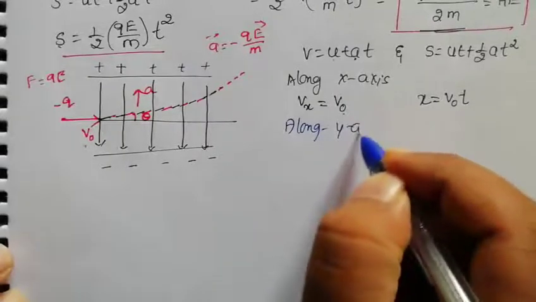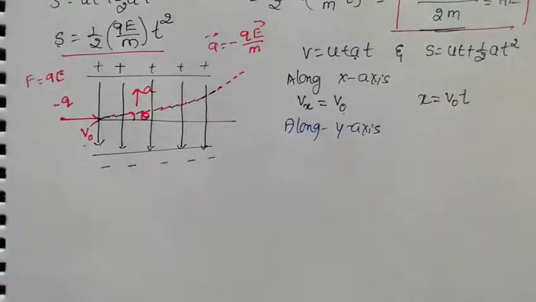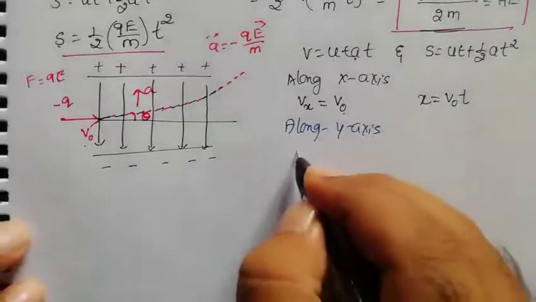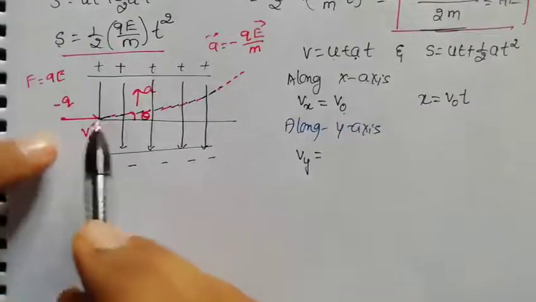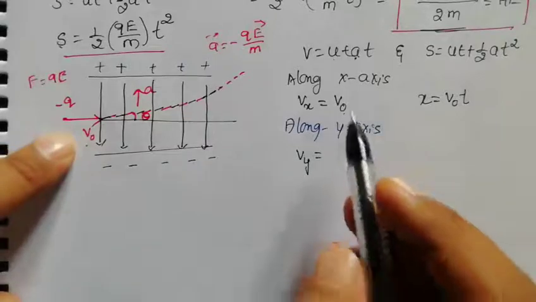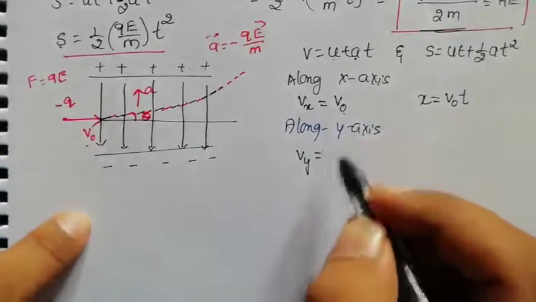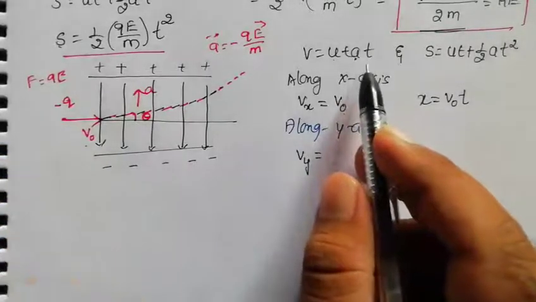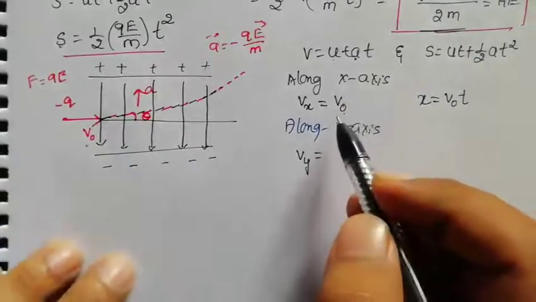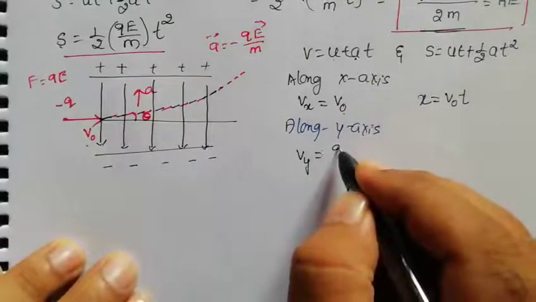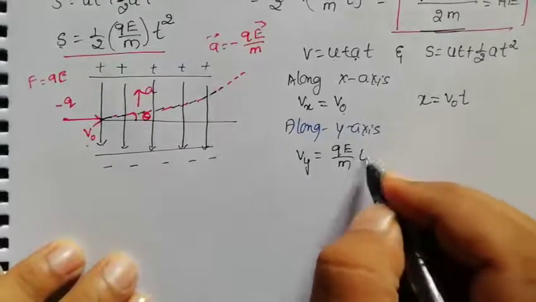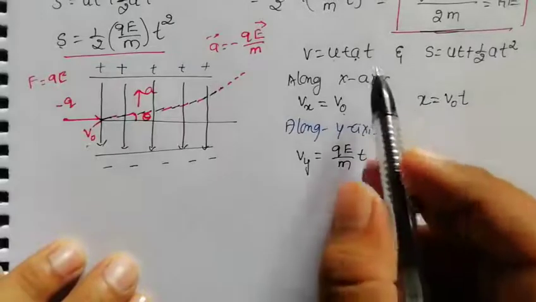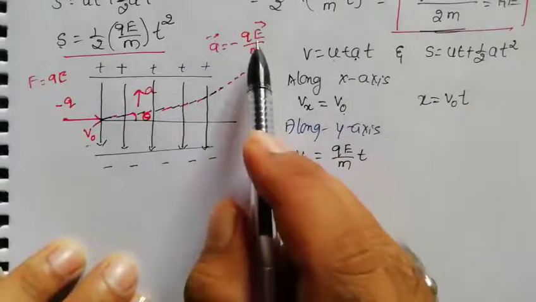Along the y-axis, let us see what will happen. The velocity along the y-axis is equal to the initial velocity, which is 0 since it is projected along the x-axis, plus acceleration. The acceleration is along the positive y-axis, so it becomes qE by m multiplied by t. Yes or no? Directly I am writing: a equal to qE by m.